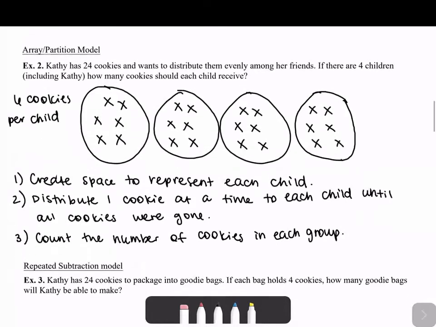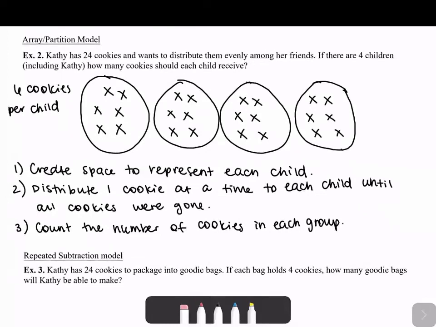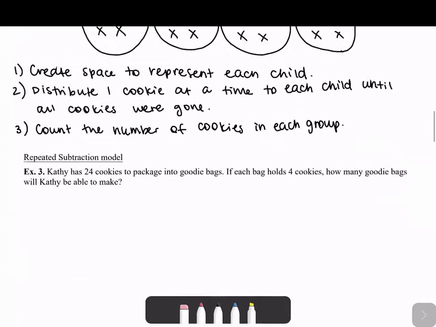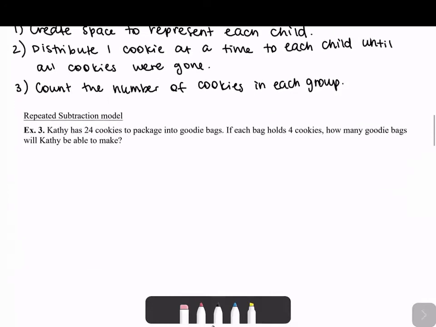So we can also model repeated subtraction using a number line. Okay, so in this case, we still have 24 cookies. And now instead of distributing them among our friends, we're going to put them into goodie bags. But each bag will only hold 4 cookies. And we want to know how many goodie bags we need.